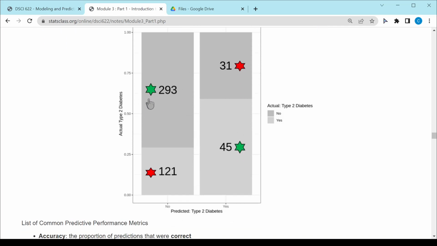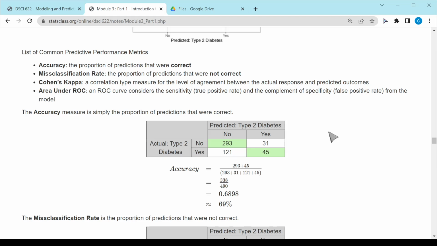These are good. The 293 is good because that's where the actual was no. That's the darker gray there. And the left side is predicted no. So those 293 I got correct. The 45 are good because those are people that actually have diabetes and I predicted them to have diabetes. And then these are what we call the off diagonals. Those are my mistakes. Okay, let's talk about the performance metrics.